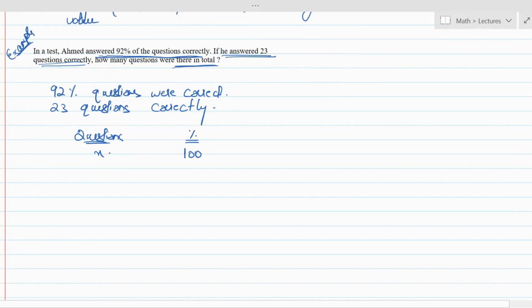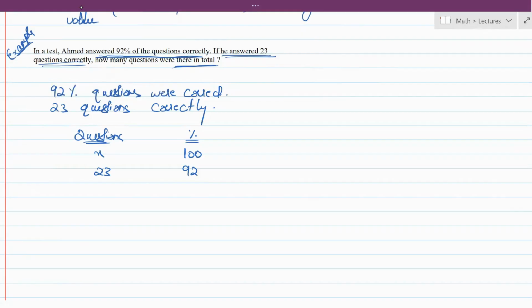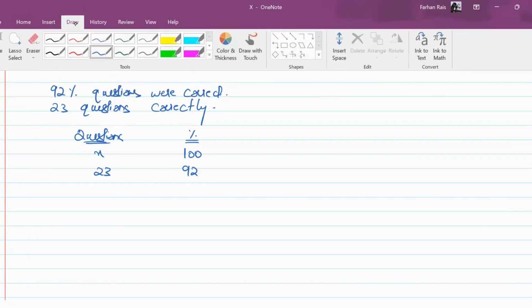And then it says 92% of the questions were correct. So 92% were the correct questions, and in front of 92, the number of correct questions were 23. So 23 is in front of 92. This is how we apply the ratio method. And then as per the ratio method, we'll do some cross multiplications for the equation to be formed.